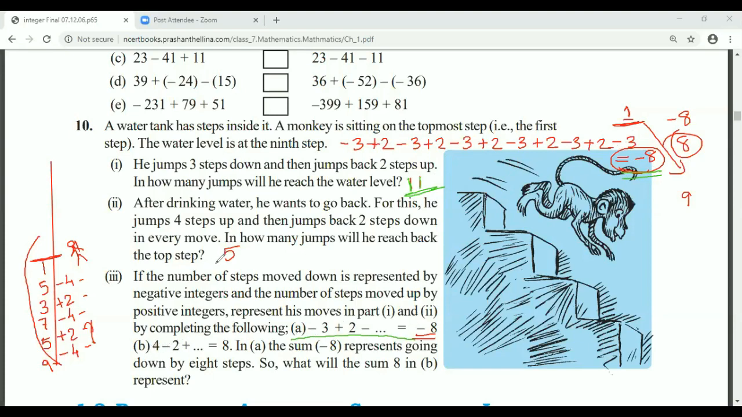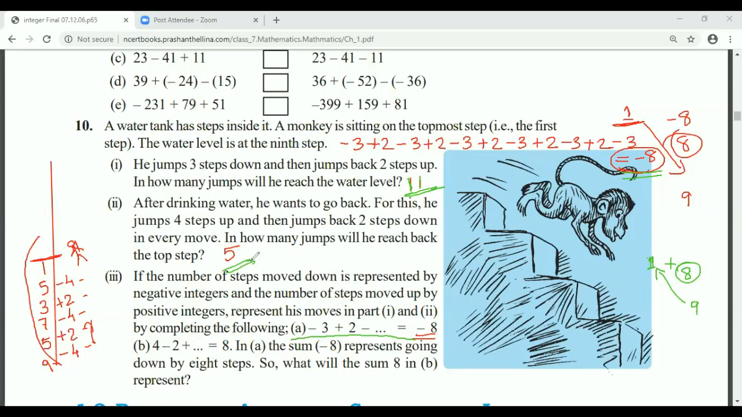Same way, in the second question, the number of jumps is 5. If it is correct, you should get the answer positive 8. Positive 8 in the sense he is going from the ninth step to the first step. So from the ninth step to the first step, the number of steps required to cover is 8. 8 steps he has to cover. So this is towards upward. We can represent it here by positive.